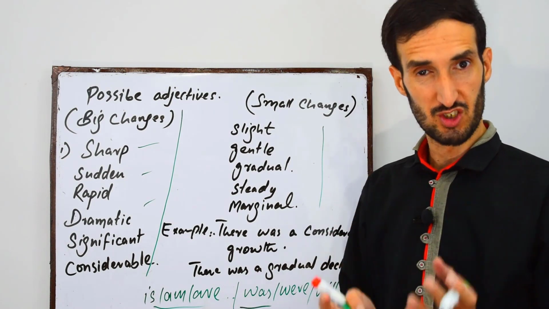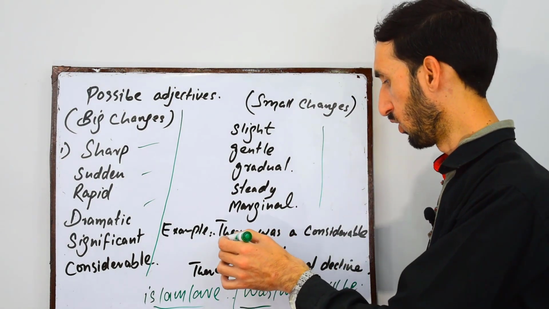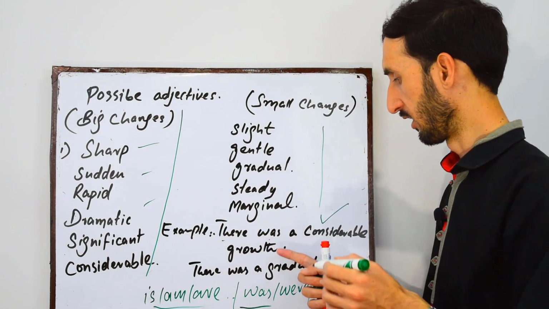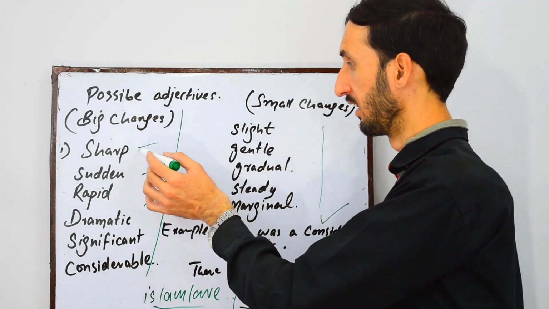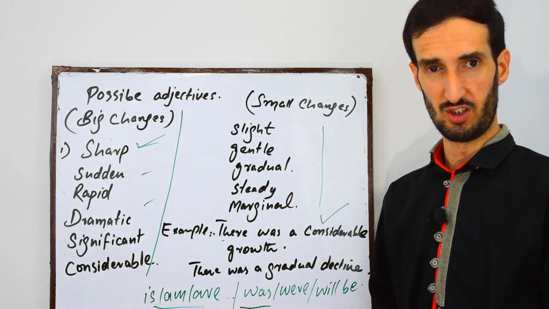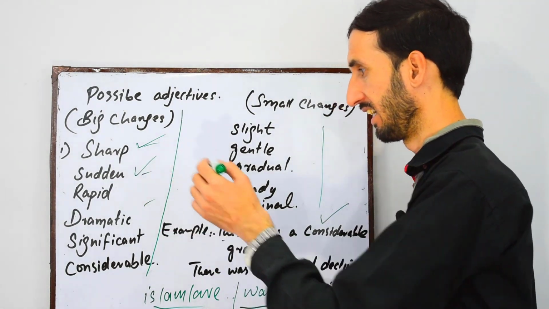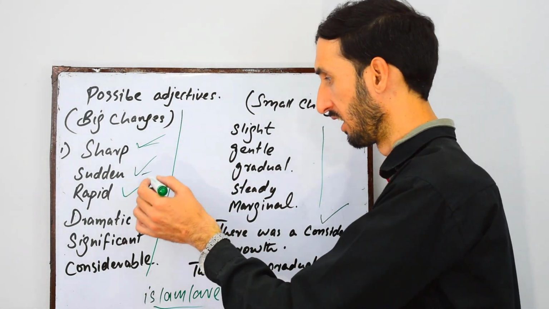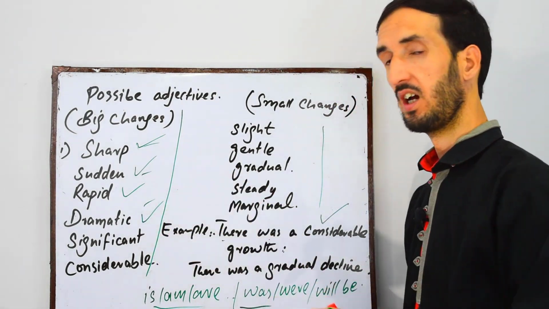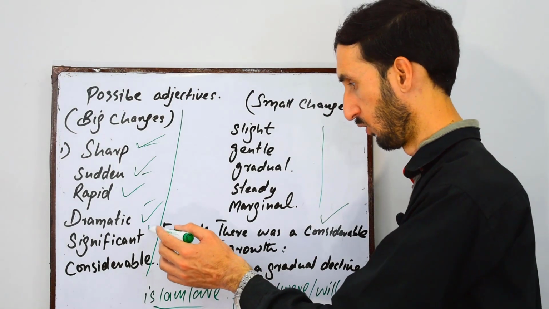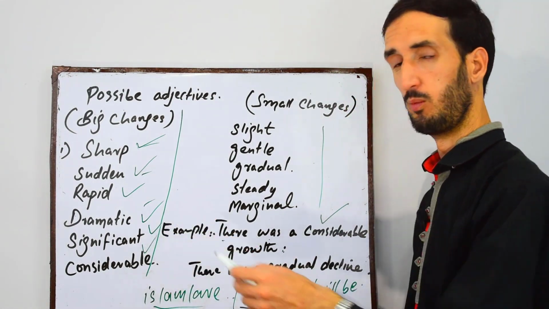If there was a big change, then you would say there was a considerable growth. Or you may say there was a sharp increase, or there was a sudden increase, or there was a rapid growth, right? Or there was a dramatic growth, or there was a significant growth, or there was a considerable growth.